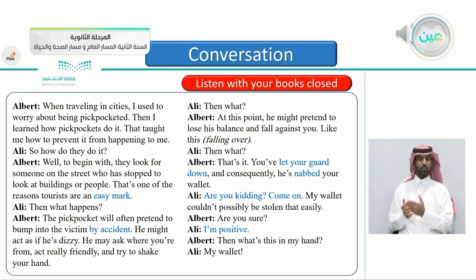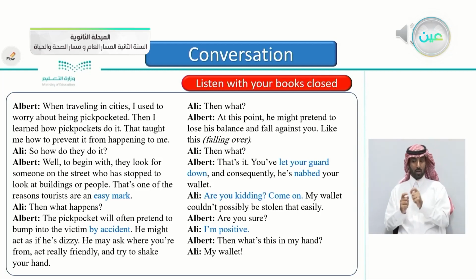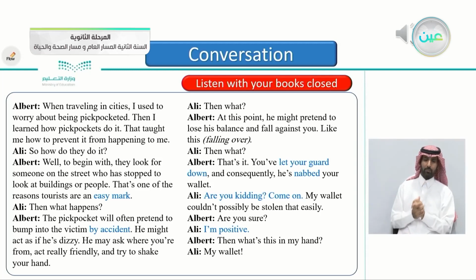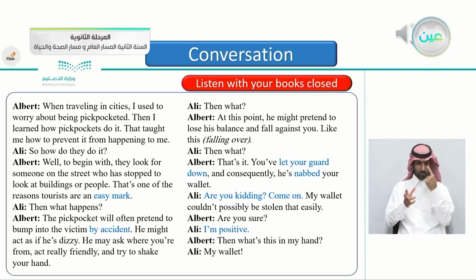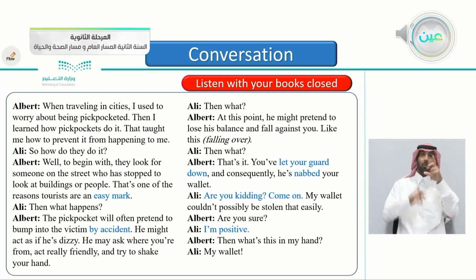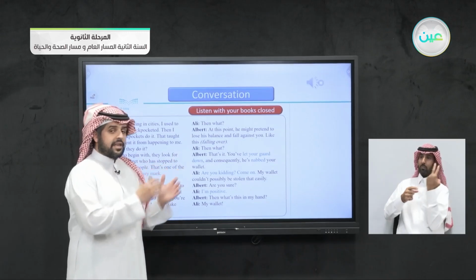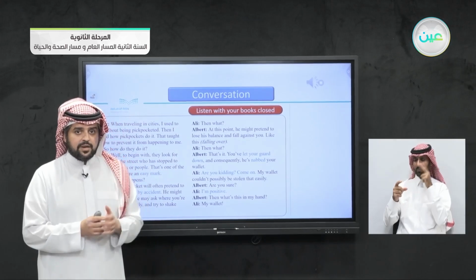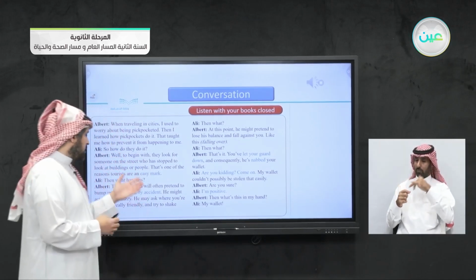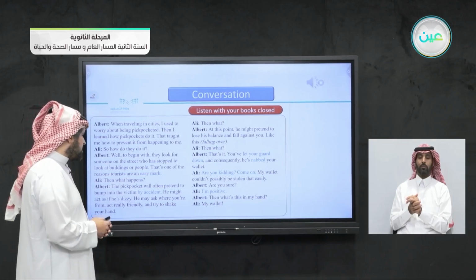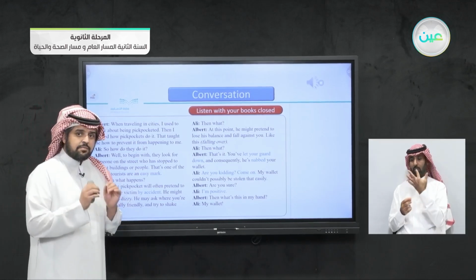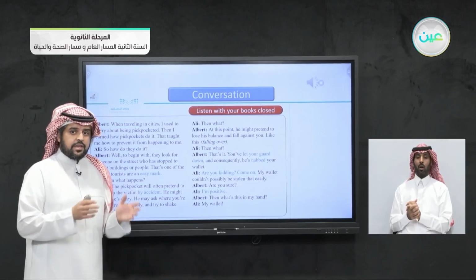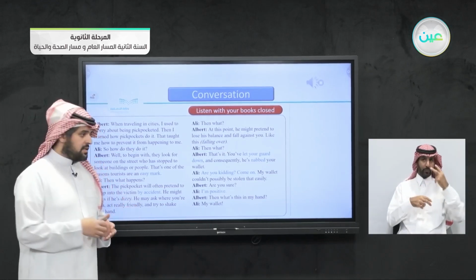So Albert is telling Ali how they do pickpocketing. He's advising him how to prevent pickpocketing. He said, well, to begin with, they look for someone on the street who has stopped to look at buildings. When you stop on the street and you look at buildings, they know that you are a tourist. So they put a target mark on you to steal. That's one of the reasons tourists are an easy mark. An easy mark: they think that it's easier to pickpocket a tourist.